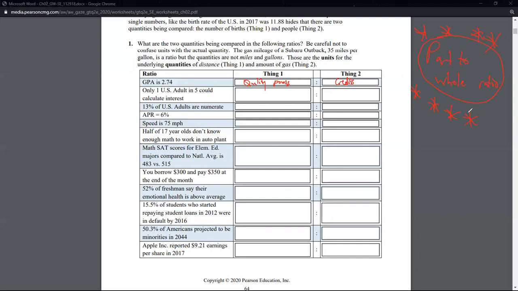A part to whole ratio, where we're studying a population or a group of things in total in comparison to a part that can or cannot do something. So that's what's going on here. We're looking at a total of 5 adults, and for every 5 that there are, only one of them can do something. So thing 1 would be the US adults who can calculate interest. And then thing 2 would be the whole, which is all US adults.